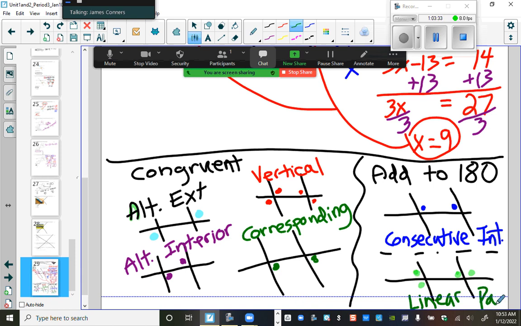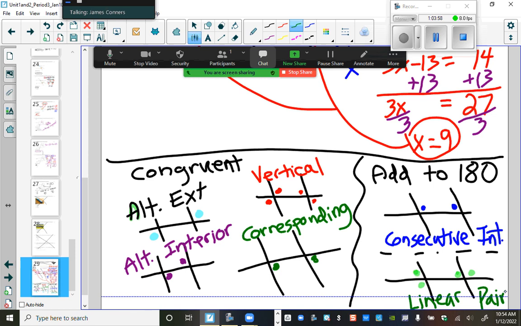Okay. So that's basically Unit 2 in a nutshell. When you have consecutive interior angles, linear pair, alternate interior, alternate exterior, corresponding, vertical, that tells us when they're either congruent or add up to 180. That's what we have going on.